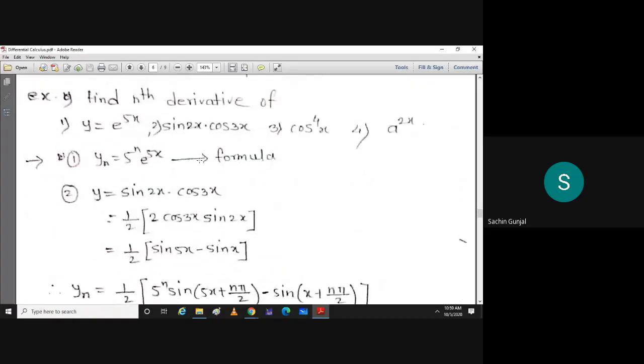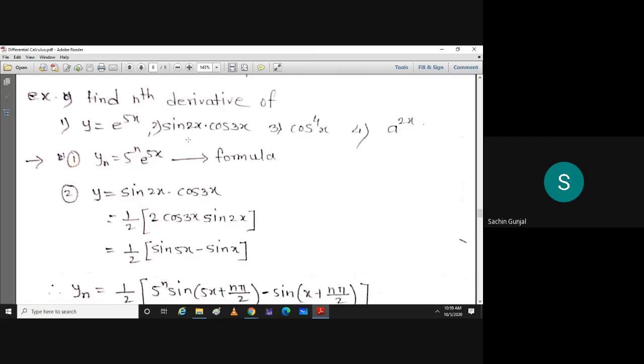So first is e raised to 5x. What is its nth derivative? Immediately, can you tell me? 5 to the power n into e to the power 5x. Yeah, okay. Now it is correct. Okay, that is a standard formula.